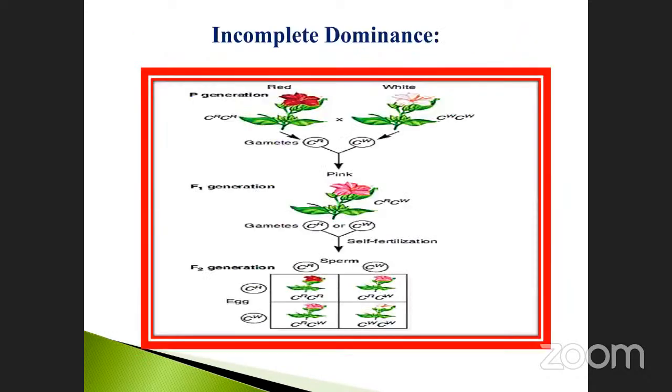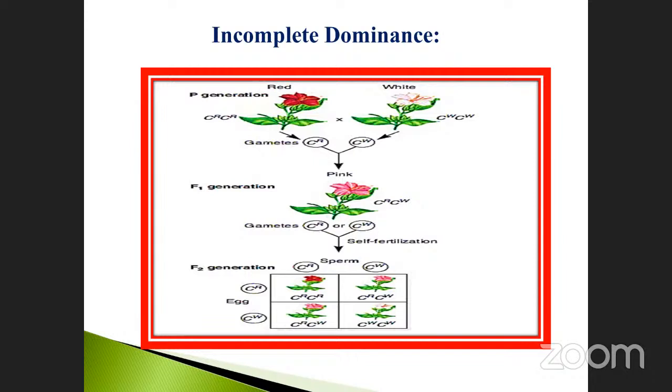See, this is the red color. It can be denoted as capital C^R and capital C^R. This is the dominant character. But the white color is C^W, C^W. W is denoted as white, and here R is denoted as red.